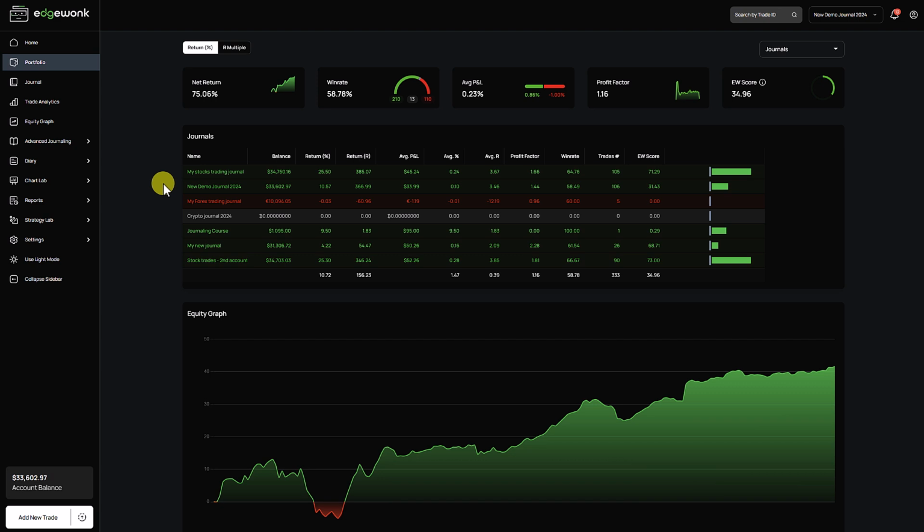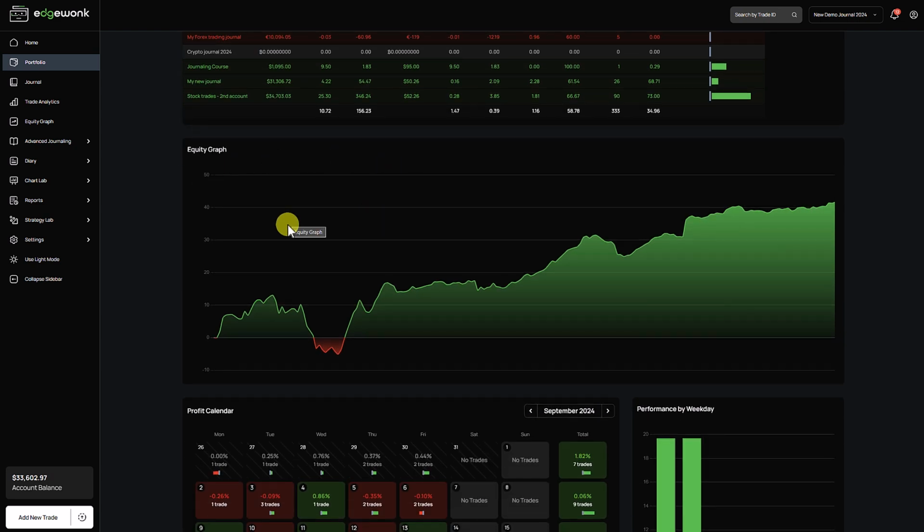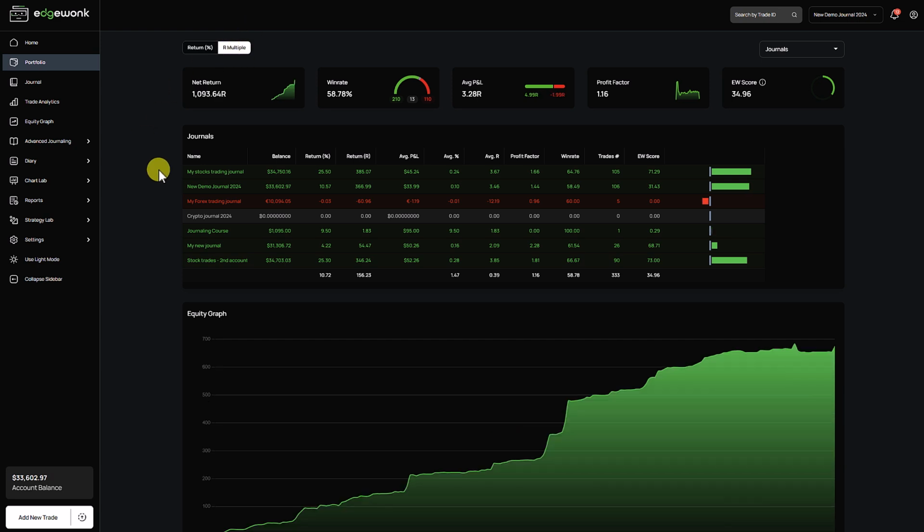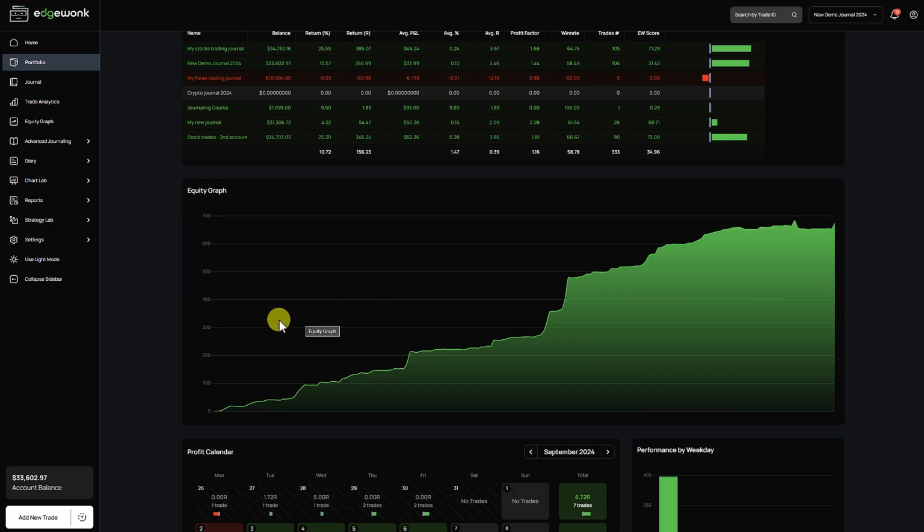When we scroll lower you have an accumulated equity graph. So this is the equity graph over all of the trades that you have entered in all of your Edgewonk trading journals. We can go back to the top and then we can also change this to R multiple, and then a lot of the data points will adjust to R multiple, including your equity graph.